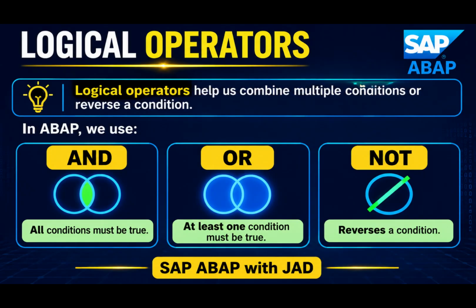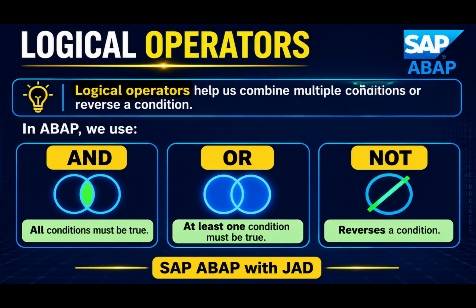What are logical operators? Logical operators help us combine multiple conditions or reverse a condition. In ABAP, we use AND when all conditions must be true, OR when at least one condition must be true, and NOT reverses a condition. Let's start with AND.